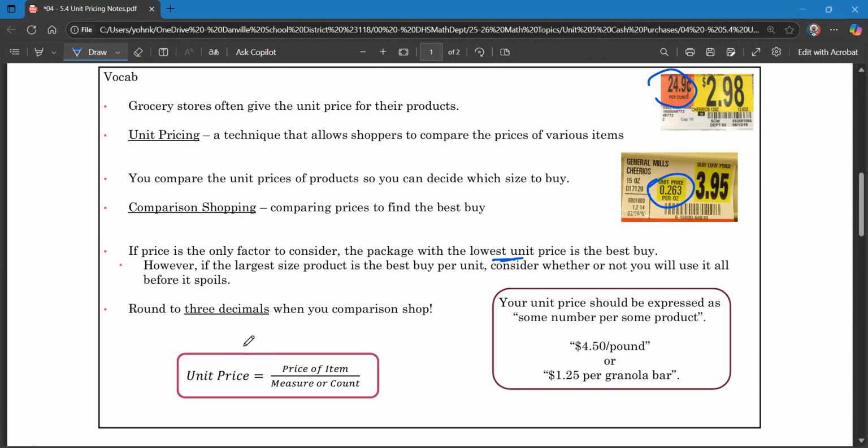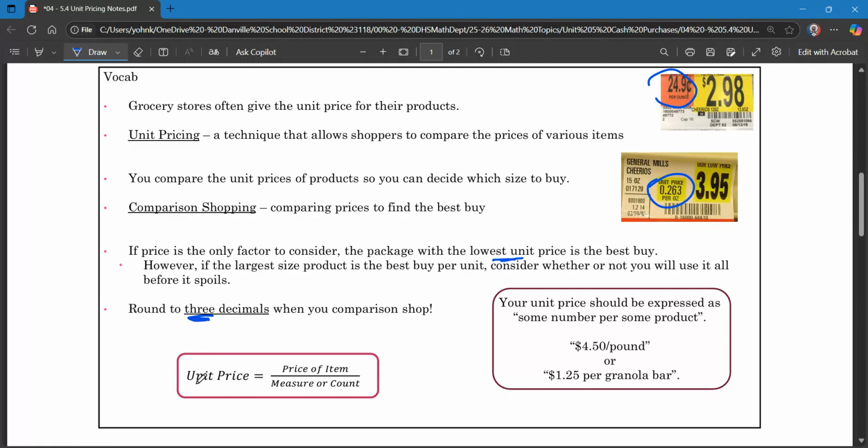To calculate, and then round to 3 decimals. You might be thinking, why 3, Yanka? Well, notice up here, this 24.9 cents versus 0.263. Notice that they're 3 decimals. They're just 2 different ways of showing it. 3 decimals when you comparison shop. I'll show you an example when we do it of why.